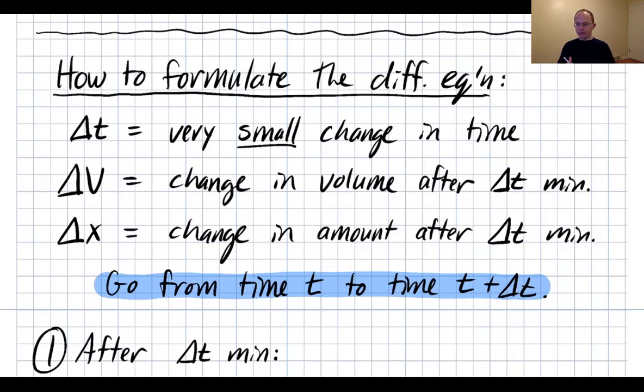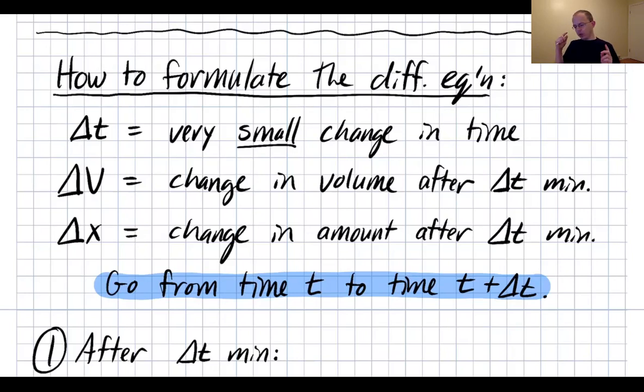Instead of thinking about the instantaneous rate of change, let's think about the change that's occurring when we have a very small change in time. So we'll say delta t is some very small change in time. We're thinking about going from some time t to a time t plus delta t, right? If we're measuring in minutes, then maybe this delta t is just a second or a fraction of a second or something like this.